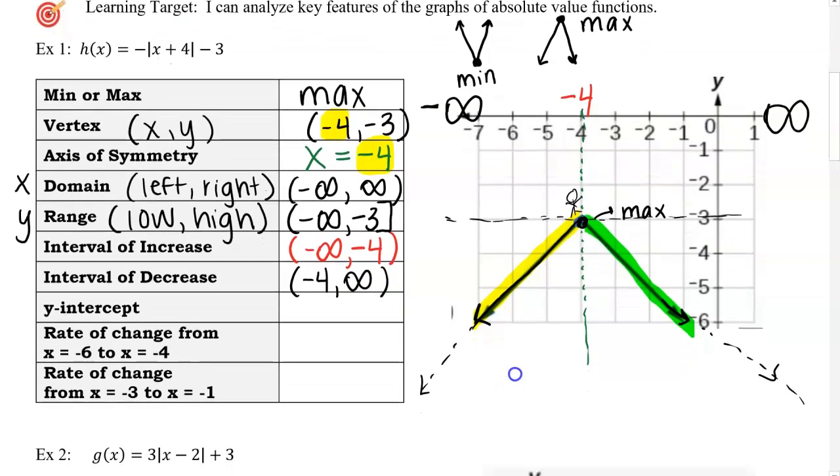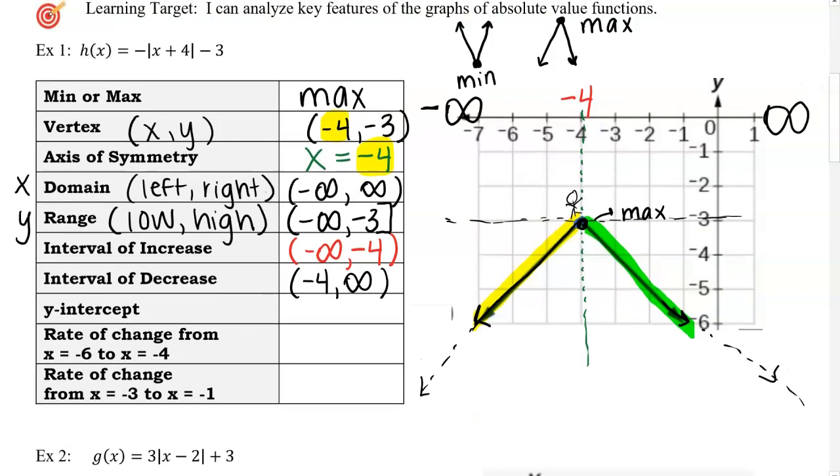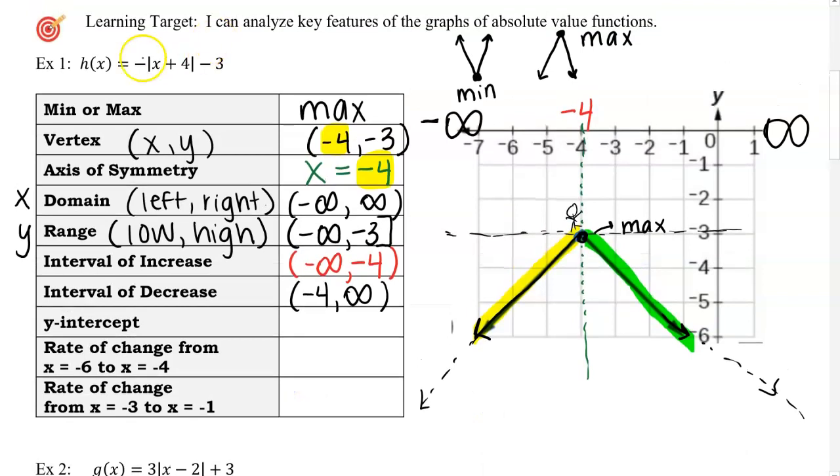The y-intercept. The y-intercept is where the graph crosses the y-axis. If we can't see where the graph crosses the y-axis, then to get the y-intercept, we would have to put 0 into the original function. So in my original function here, anywhere I see an x, I would have to put a 0.